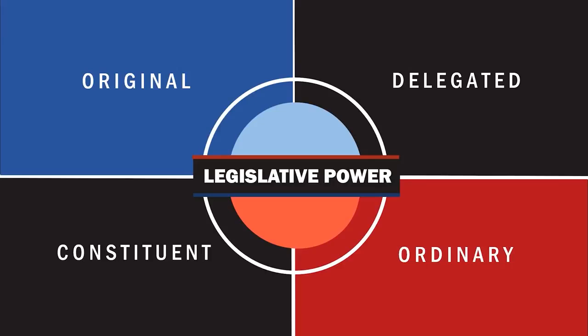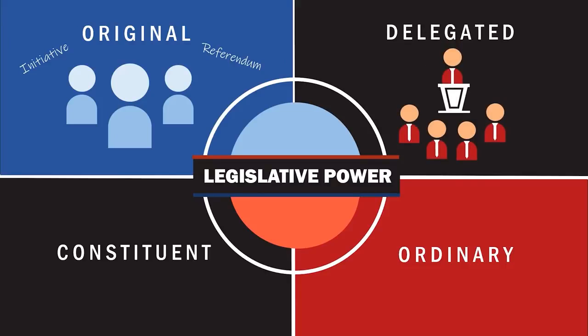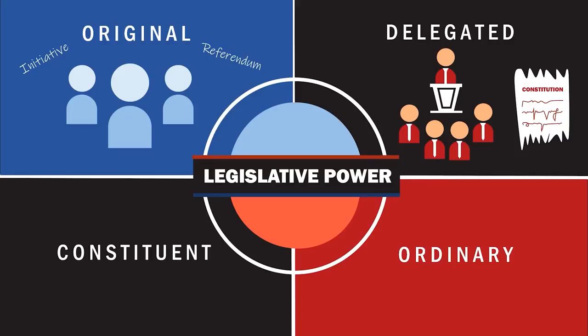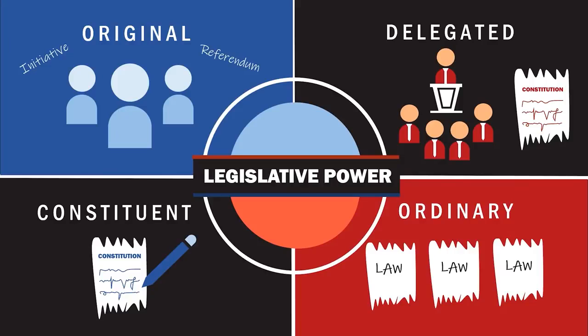Let's first talk about the original power. This is possessed by the people in their sovereign capacity. The original legislative power of the people is exercised via initiative and referendum. We have already talked about these terms in the previous videos, so please check it out. Second, delegated: possessed by the Congress and bodies by virtue of the Constitution. Third, constituent: the power to amend or revise the Constitution. Last, ordinary: the power to pass ordinary laws.